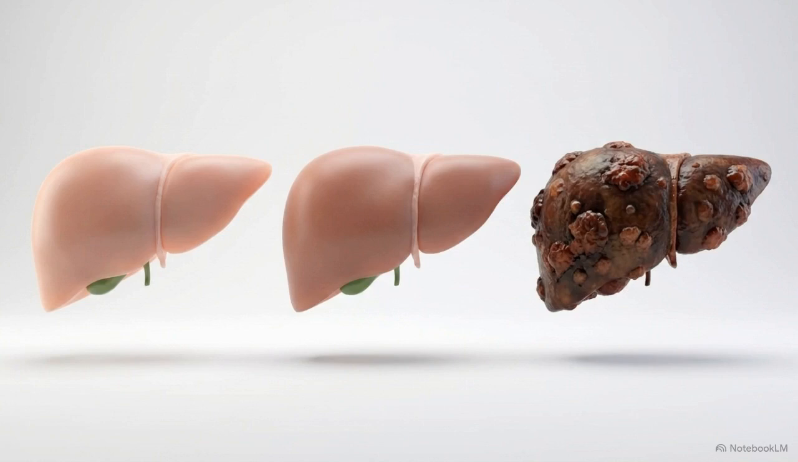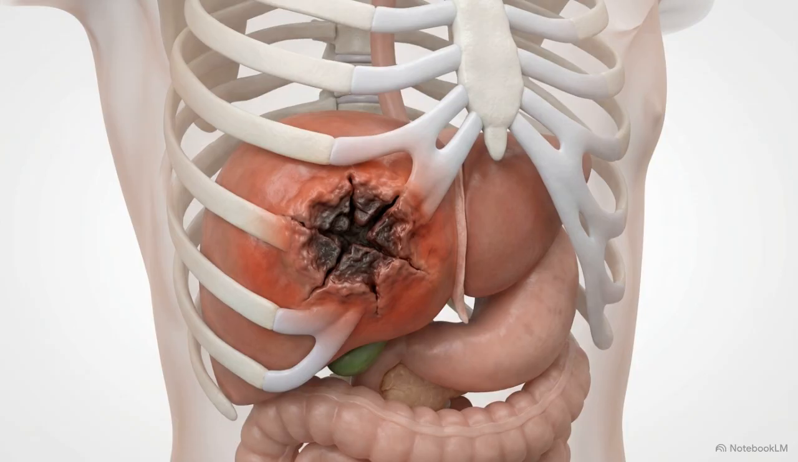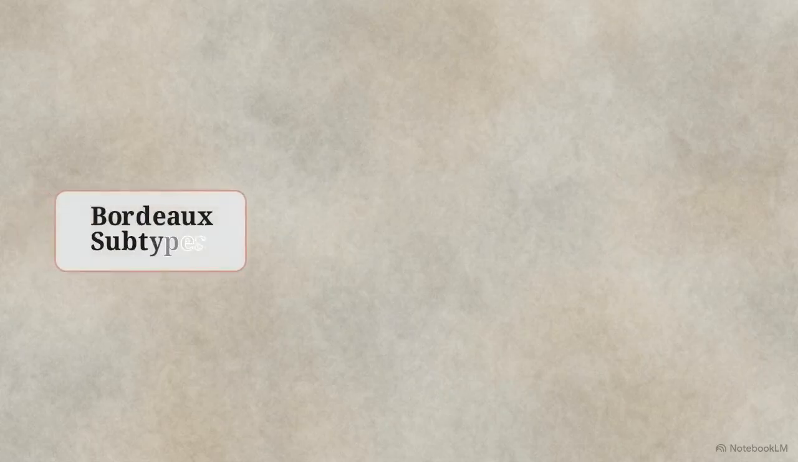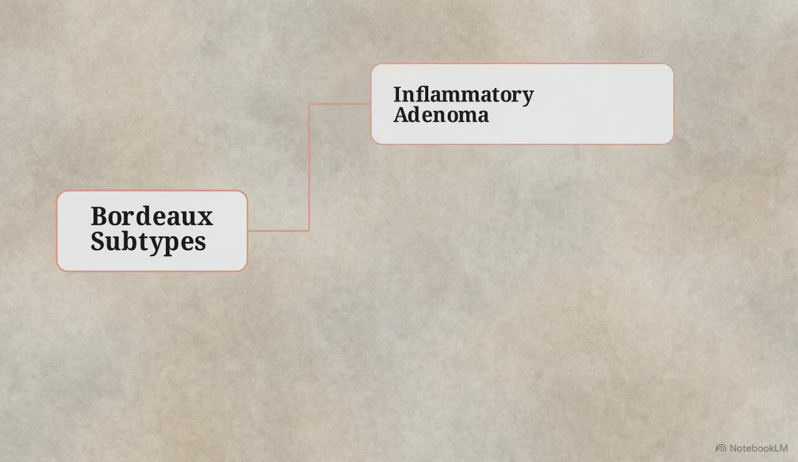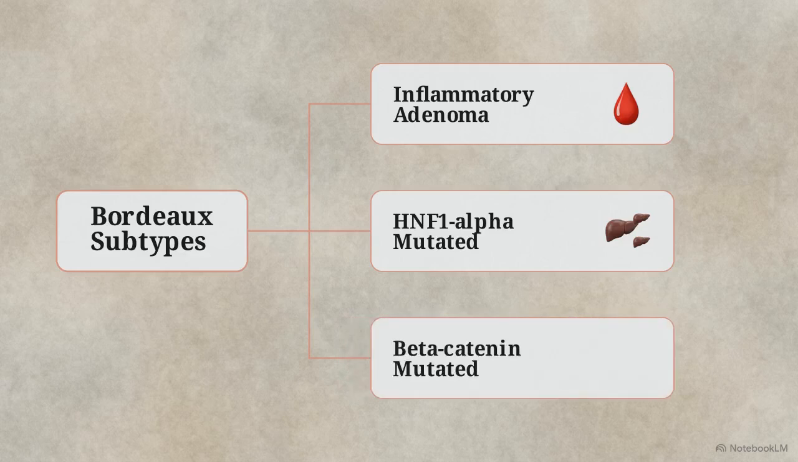The hepatic adenoma is not. This mass is strongly associated with oral contraceptive and anabolic steroid use. It frequently causes pain and hepatomegaly and carries an approximate 10% risk of malignant transformation. The Bordeaux molecular classification breaks adenomas down further. Inflammatory adenomas carry the highest bleeding risk. HNF1 alpha mutated adenomas often present as multiple lesions. Beta-catenin mutated adenomas carry the highest risk of turning malignant.